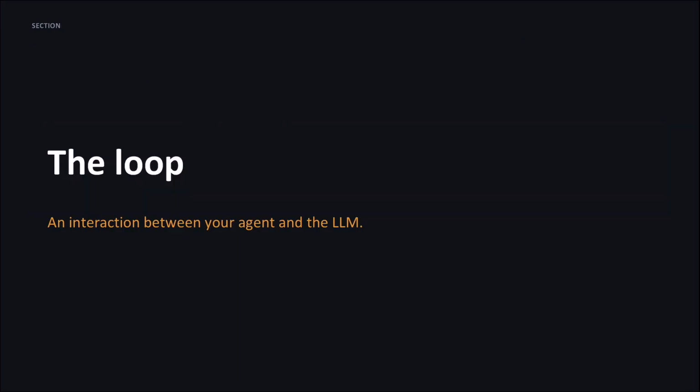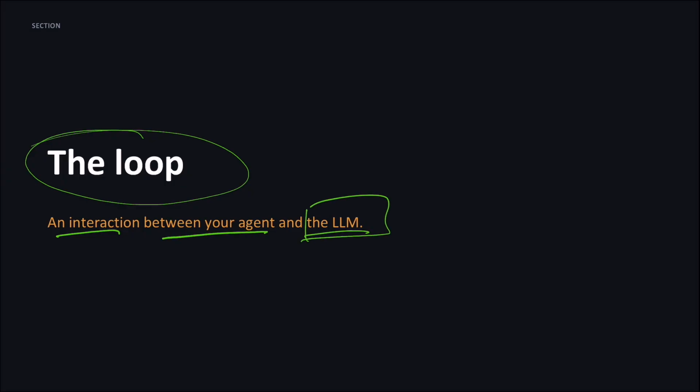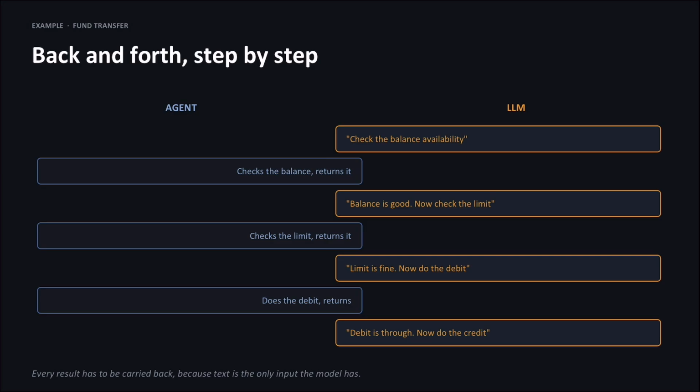Okay, now here comes the important part, loop. This is also a design decision which has to be taken very meticulously. This is the interaction between your agent and the LLM, right? The marriage which I talked about. Let's see. Same example, fund transfer, back and forth, but remember this is a hypothetical example. This is not reality, but still for your understanding and explanation, I am giving this example.